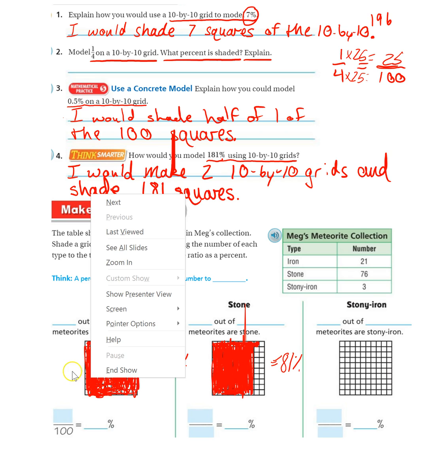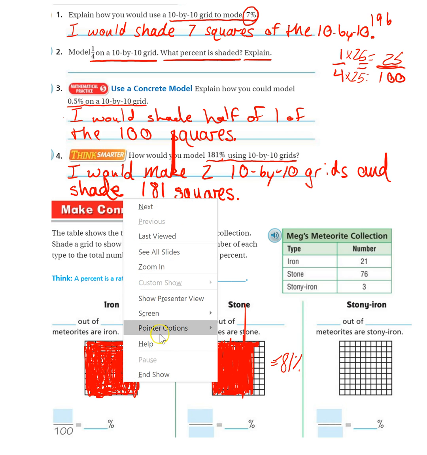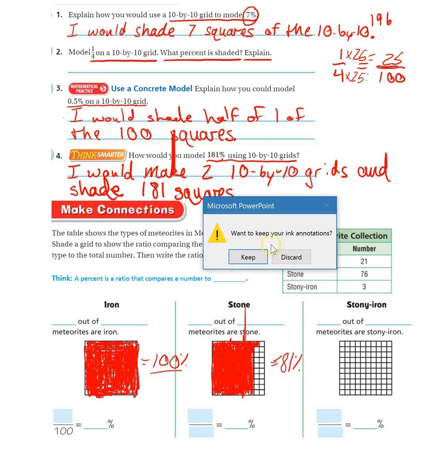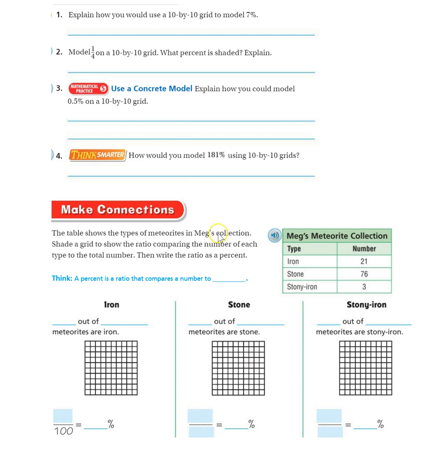Okay. I'm going to have to get rid of these annotations. So if you need them back, you're going to need to rewind the video. Okay, let's go to the bottom part. The table shows types of meteorites in Meg's collection. Shade a grid to show the ratio comparing the number of each type to the total number. Then write the ratio as a percent.